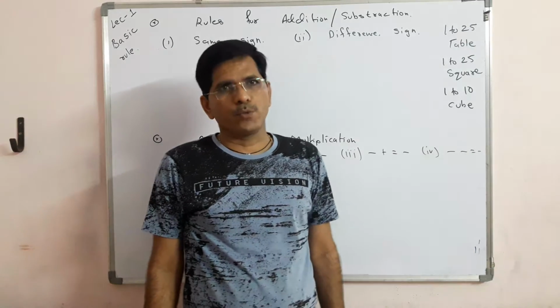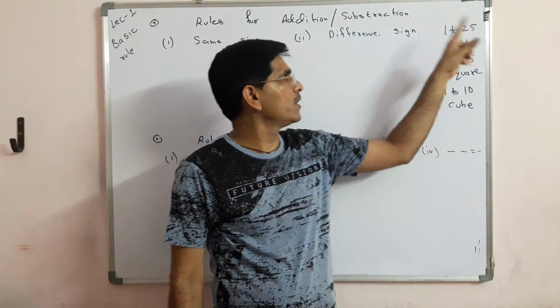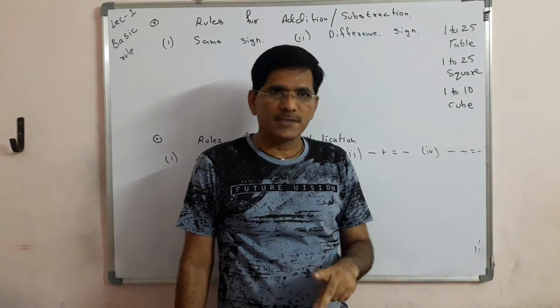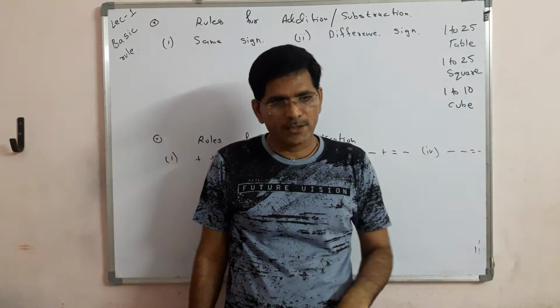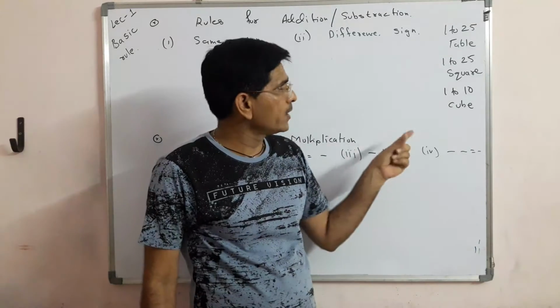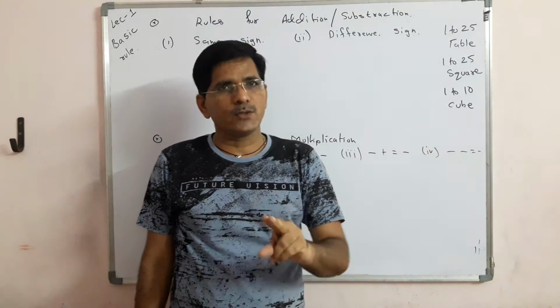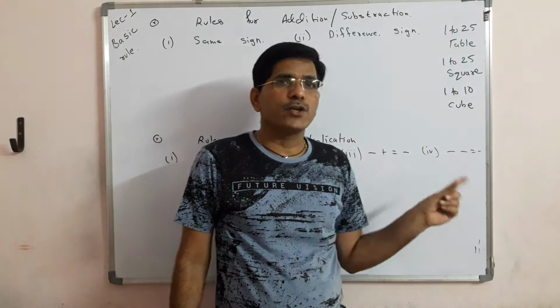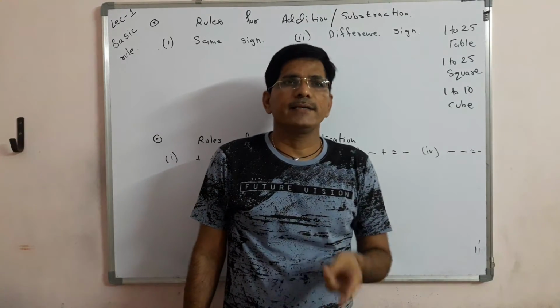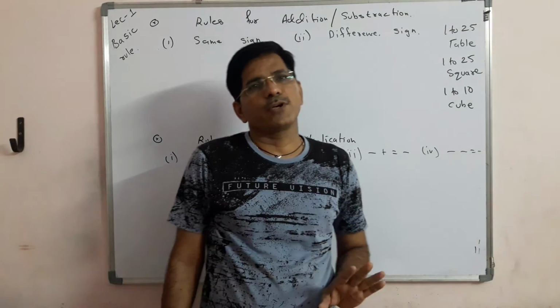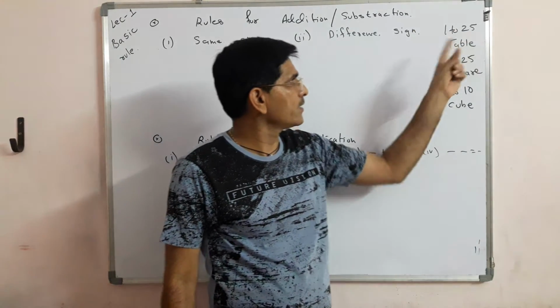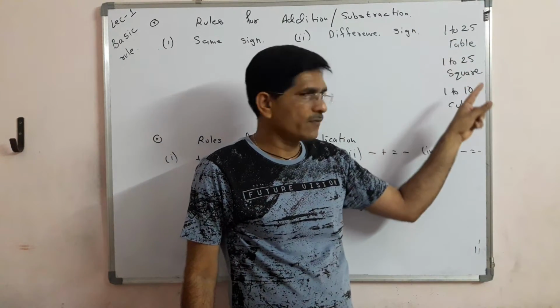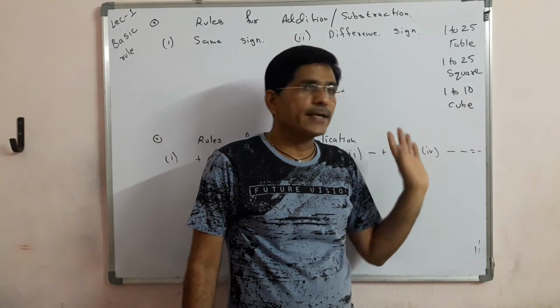So anyhow you have to learn 1 to 25 table 2 times, you have to write it in homework. 1 to 25 square you also write 2 times, and 1 to 10 cube you also write 2 times. That is important for us. Again I am saying to you, 1 to 25 table, 1 to 25 square and 1 to 10 cube.